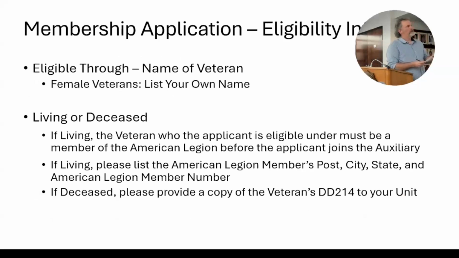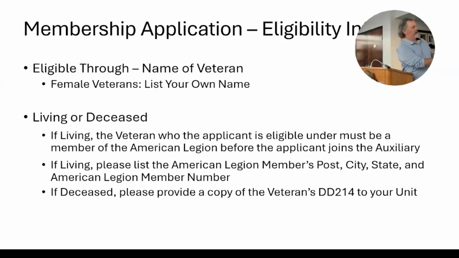So this is the eligibility information. And again, all of this stuff that I'm going over, if one thing is wrong, it throws the whole thing off. So eligibility information, you're going to put who you're eligible through. That is the name of the veteran. So quick question. This is a group answer. Can you join as a great grandchild? No. Correct answer. You cannot, as of 2019, you cannot join as a great grandchild. So eligibility through the name of the veteran.